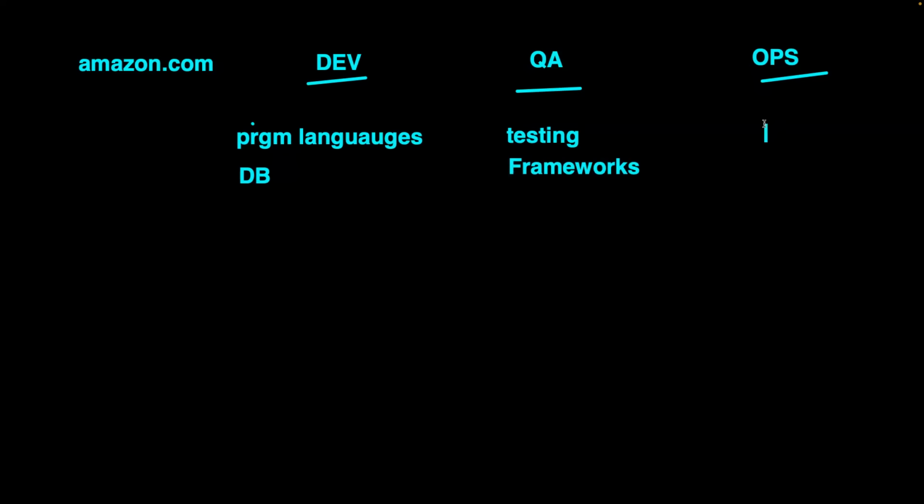Ops teams would be working on the admin part, let's say infra management. In short, infra management would be taken care of by them. Their skill sets are completely different. Their core competencies are different, but they still work for the same application so that end users can use it. I'm using Amazon.com, which means so many teams and a lot of work happens at the back end, where I'm highlighting these three teams.